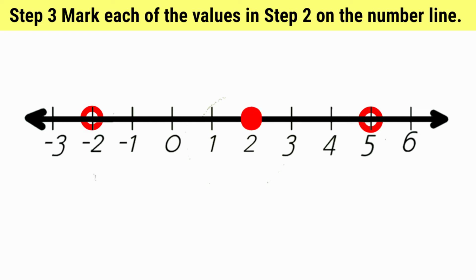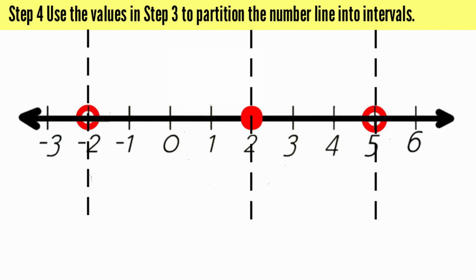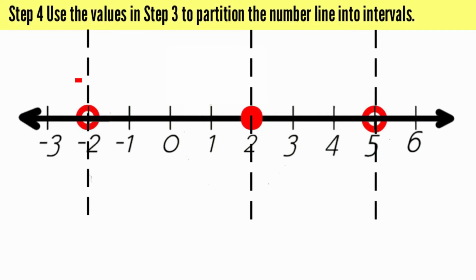Let us proceed now to step number 4. Use the values in step 3 to partition the number line into intervals. For illustration purposes, let us draw vertical lines passing negative 2, positive 2, and positive 5 respectively, to show the partitions. Now, let us write their corresponding intervals. Negative 2 to the left. When you say to the left, it is to negative infinity. So we write an open interval, negative infinity to negative 2.